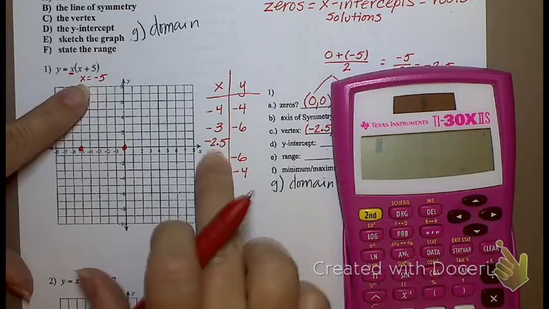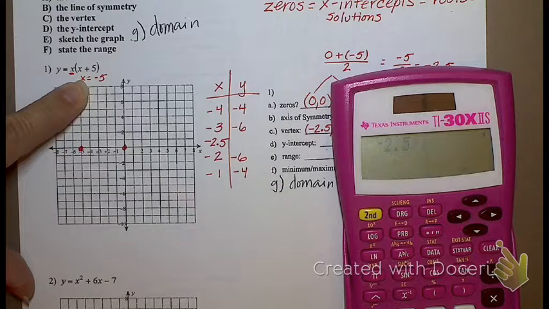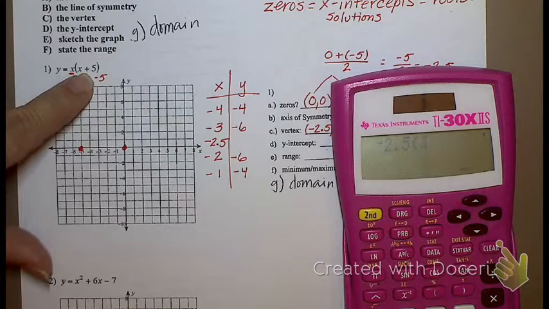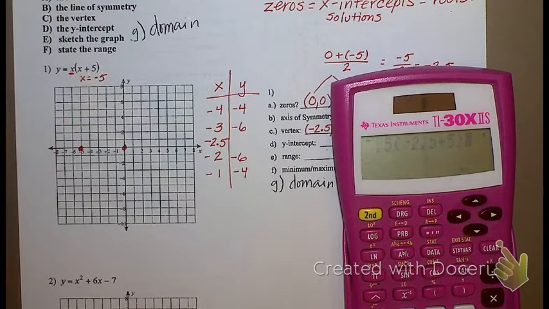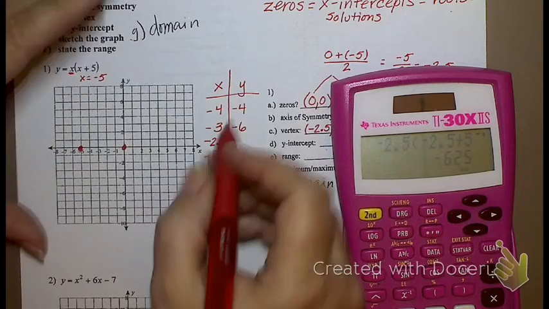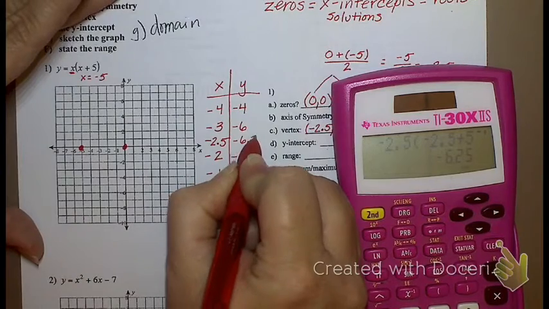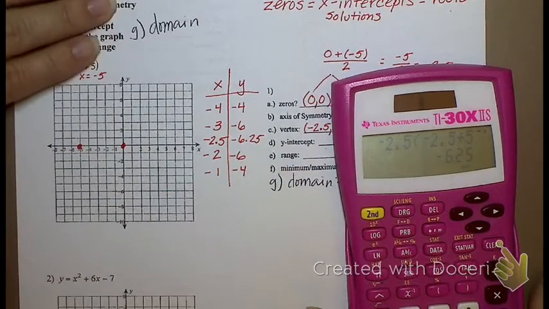Now I'm going to plug in the -2.5 because that one takes a little more thought. -2.5 in parentheses, -2.5 plus 5. And I get -6.25. Okay, we ready to graph?